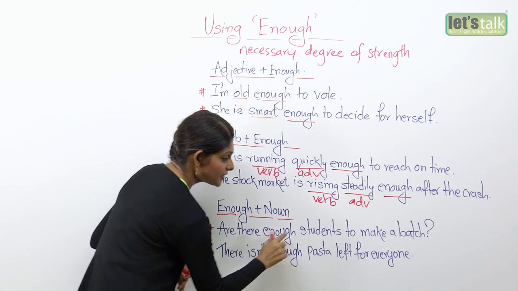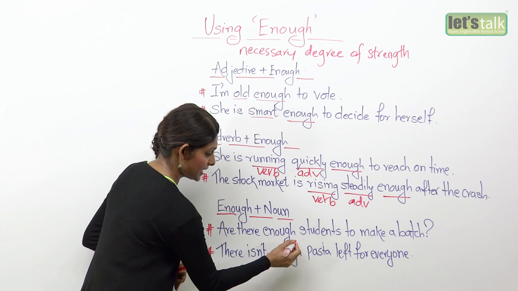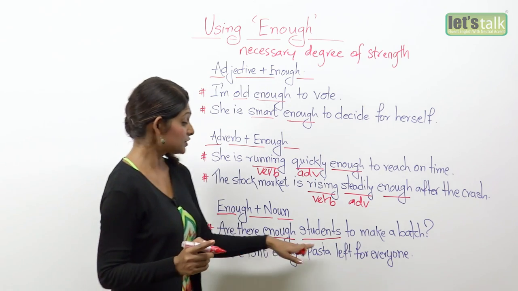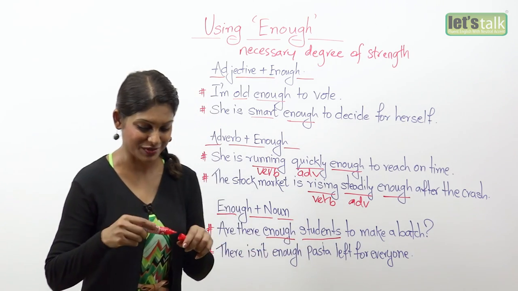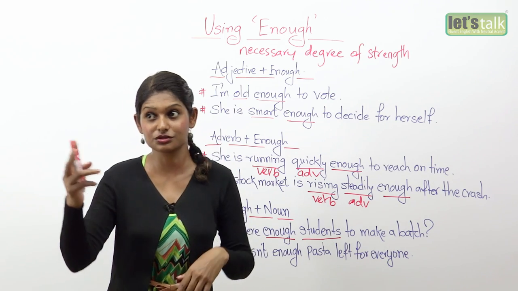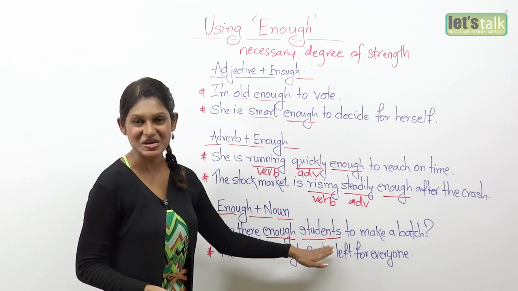Are there enough students to make a batch? Now, in this sentence, enough comes before students. Let me also highlight that students are countable nouns. Countable nouns are those you can count: 1 student, 2 students, 3 students, 5, 7, 9. So this is a countable noun.